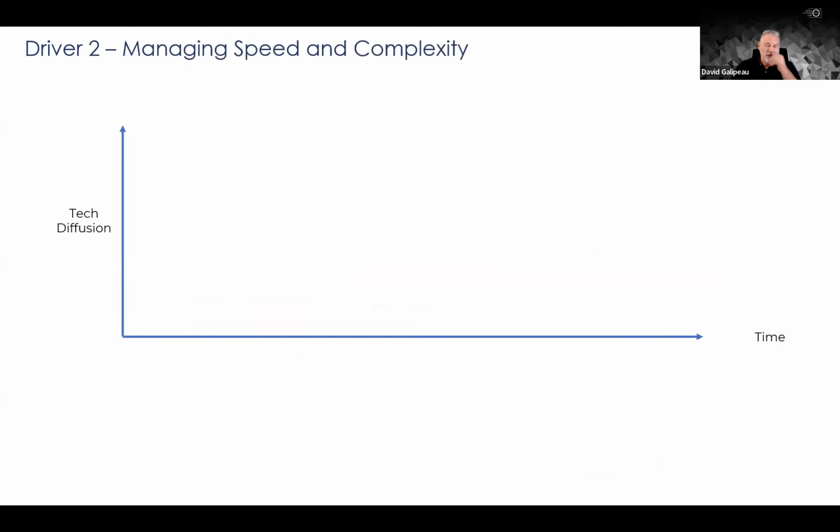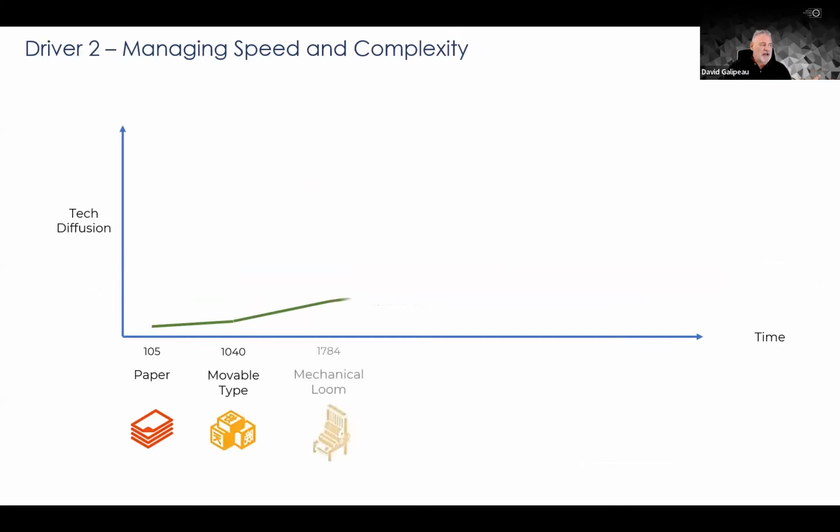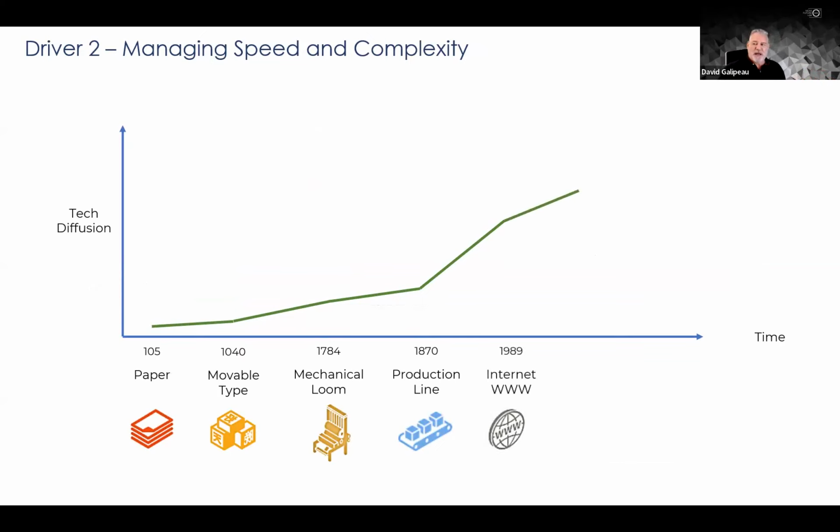The second driver is really managing the speed and complexity. And the easy way to go through it, if we start to look at innovations: paper, movable type, mechanical loom, production line, how quickly the technology was diffused around the world. When you start to get to the internet, even though it was fully digitalized, a relatively simple, non-sophisticated technology, even that took time to go around the world and get in. Even right now, as we're currently speaking, 20% of the population of the world is still not connected to the internet.